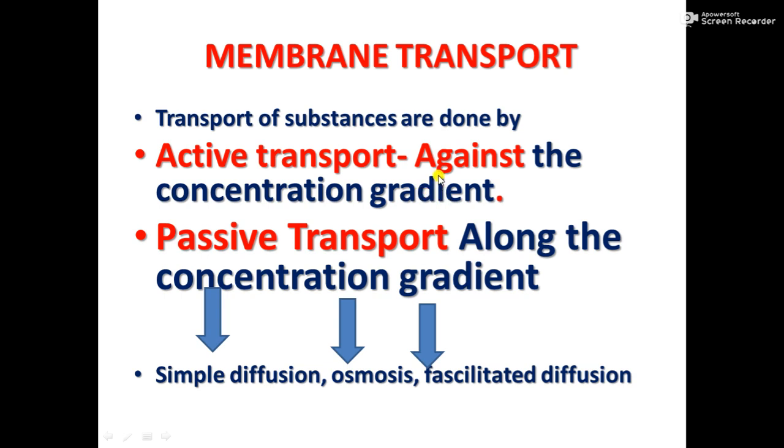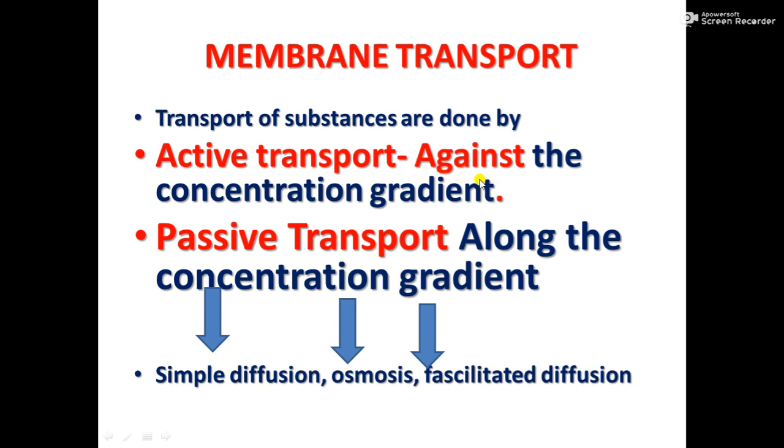But when energy from ATP is utilized, the substances can move from low concentration to higher concentration, which is called against the concentration gradient. And when energy is used, it is called active transport. So one way of transport through the membrane is active transport by utilizing ATP energy.